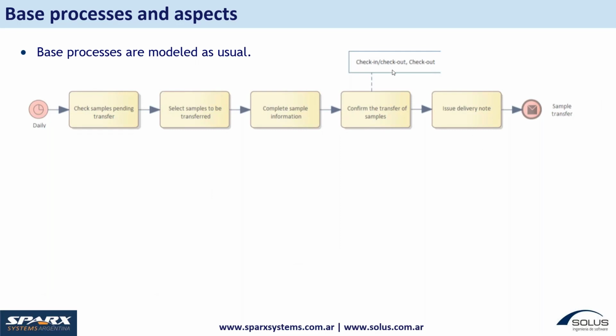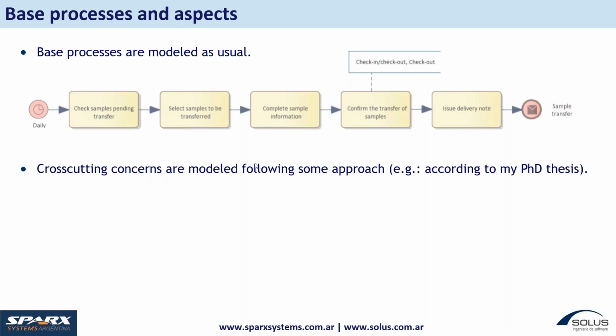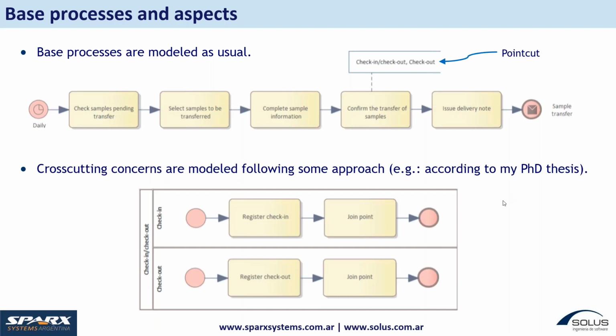We have a point cut. The point cut is indicated by means of an annotation element from BPMN. The element must have a text following a specific grammar, because this grammar must be parsed in order to perform the composition. The aspect is indicated in another diagram. The aspect is indicated by means of a pool. And inside of an aspect, we have the advices. The advices are allocated into lanes. In this case, we have two advices.